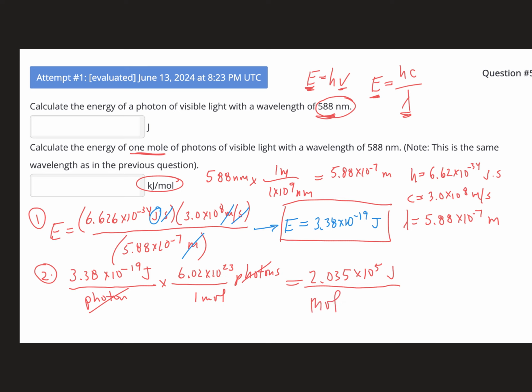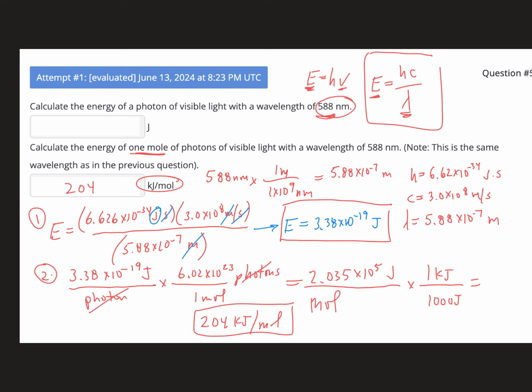They want it in kilojoules per mole, so the last step would just be a simple unit conversion. We know there's 1,000 joules in 1 kilojoule, so if we divide by 1,000, that's going to drop this down to about 204 kilojoules per mole. So just be careful. This equation is actually for a single photon. So when we find the energy for a mole of photons, we have to use Avogadro's number to go from a single photon to a mole of photons to determine that energy.